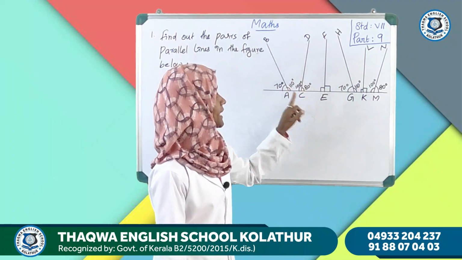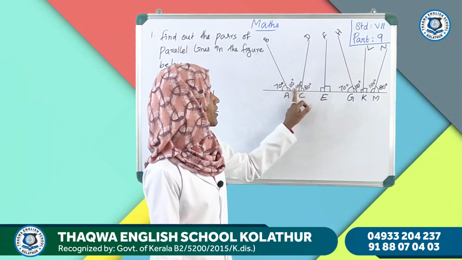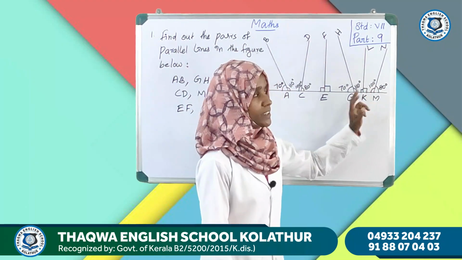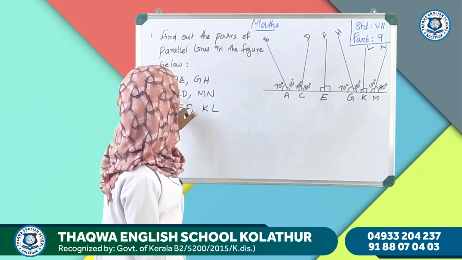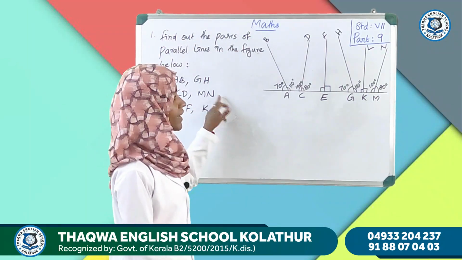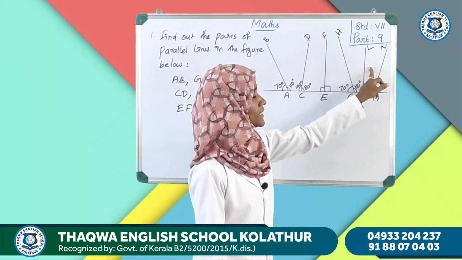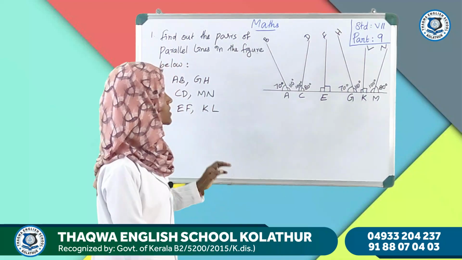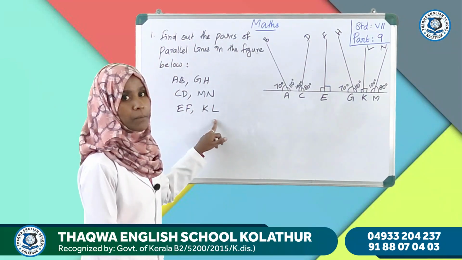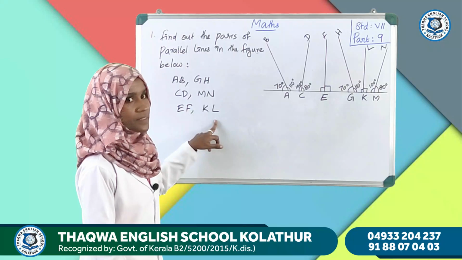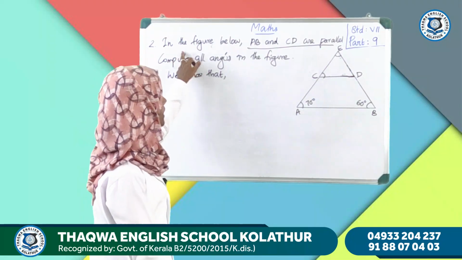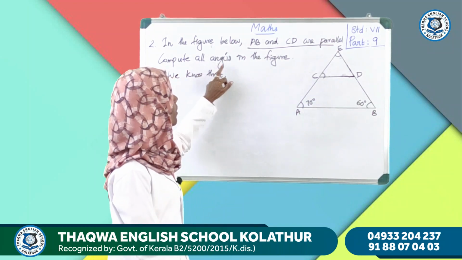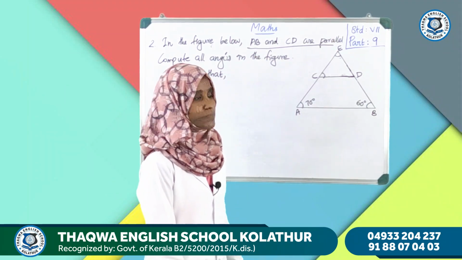Next, CD 80 and 100, 180. Here MN 80 and 100. So CD and MN are parallel. The next case, EF and KL. Here 90 degree angles. So the lines EF and KL are parallel. Second question. In the figure below, AB and CD are parallel. Compute all angles in the figure.